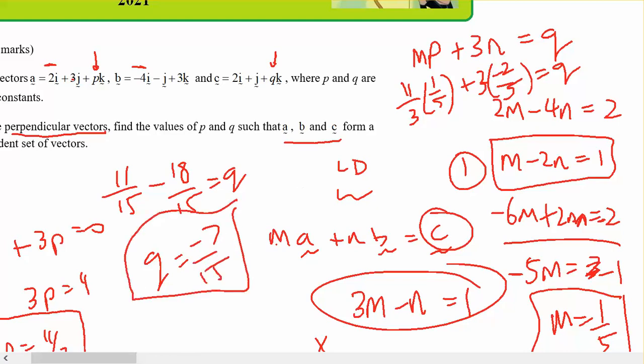So there are my two answers using the idea of perpendicular vectors and linearly dependent vectors.